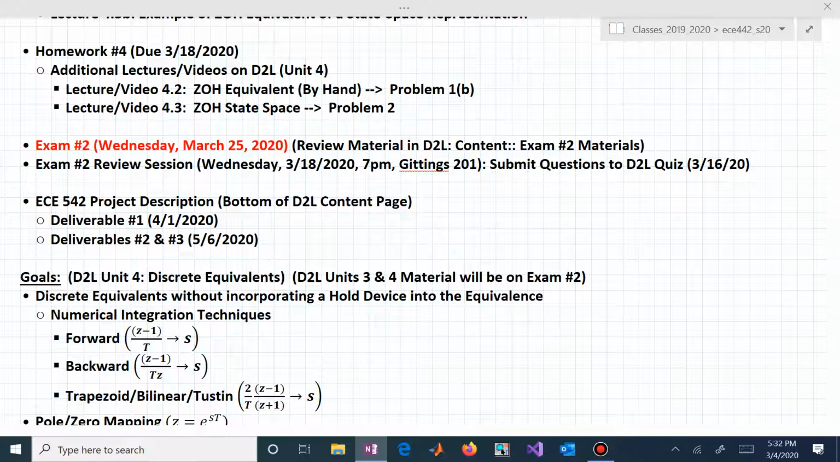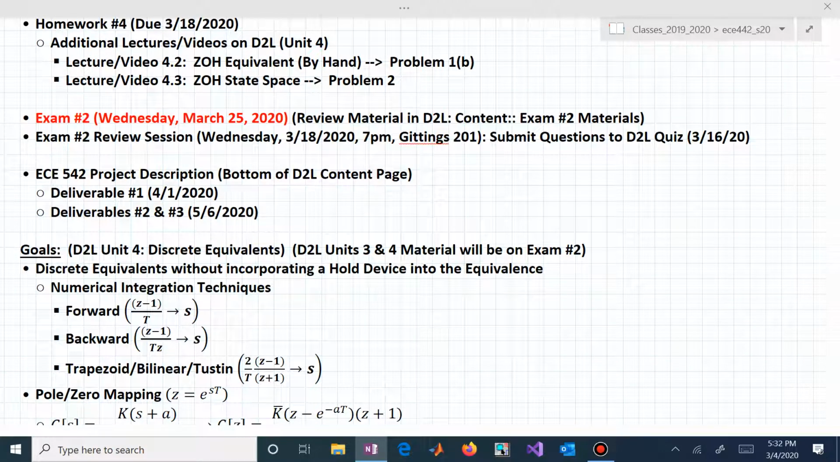The exam is in 3 weeks on the 25th of March. If you have questions over spring break or before the 16th, which is basically the day we get back from spring break, put those into the quiz on D2L, and I'll try to address those in the exam number 2 review session, which is on that 18th evening, following our normal lecture period.